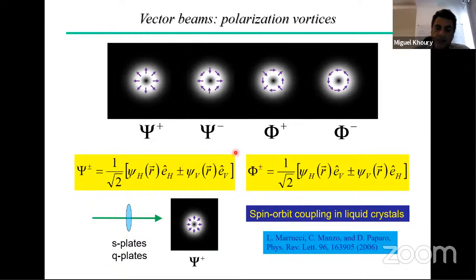And there are many ways to produce one of those vector beams. In the literature, we have the so-called Q plates developed in the Italian group of Lorenzo Marrucci that work with liquid crystals. There are also commercially available S plates that you can buy now from Thorlabs or Altechna, the Lithuanian manufacturer, where you just shine a regular Gaussian beam and out of this S plate you get a radially polarized mode, for example.